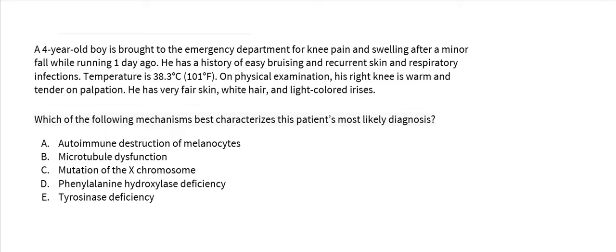He has very fair skin, white skin, and light-colored irises. Which of the following mechanisms best characterizes this patient's most likely diagnosis? So go ahead and pause the video and try the question yourself before we go to the solution.